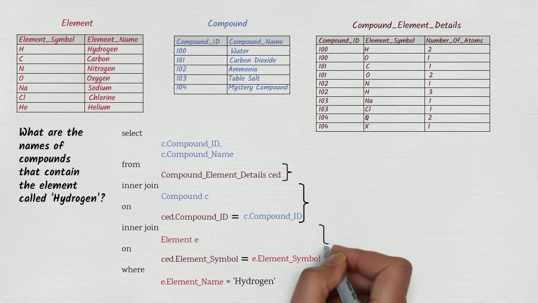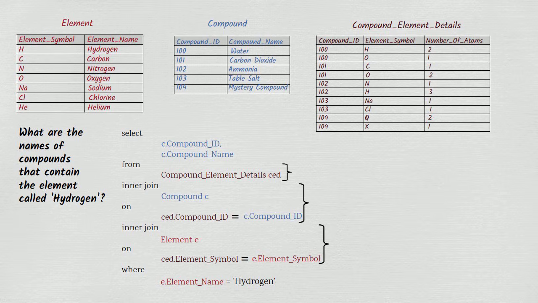The clause INNER JOIN element E ON CED.elementSymbol = E.elementSymbol signifies that we're also joining the CED table to the element table, nicknamed E, in a way that matches the element symbol from the CED table to the element symbol from the E table. In the output of the join, each CED row is shown with the corresponding E row information and C row information glued onto it. The output of the join gives us a good basis for answering our question.